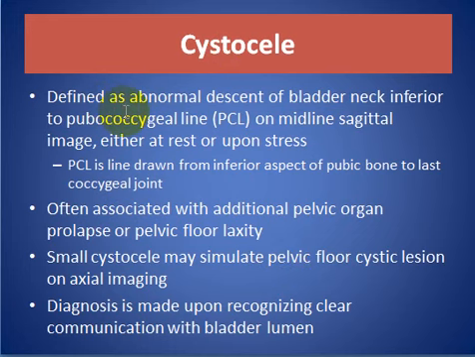Cystocele is defined as abnormal descent of the bladder neck inferior to the pubococcygeal line on the midline sagittal image, either at rest or upon stress. The pubococcygeal line is drawn from the inferior aspect of the pubic bone to the last coccygeal joint. It is often associated with additional pelvic organ prolapse or pelvic floor laxity. A small cystocele may simulate a pelvic floor cystic lesion on axial imaging. Diagnosis is made upon recognizing clear communication with the bladder lumen.